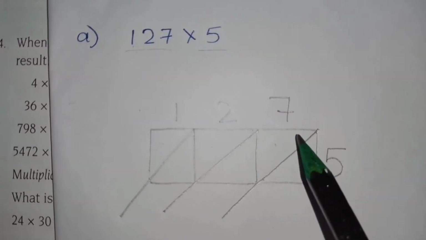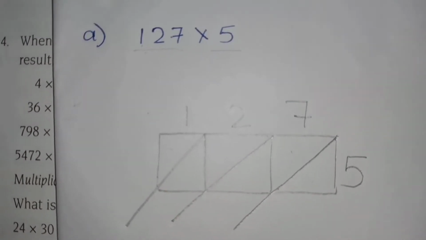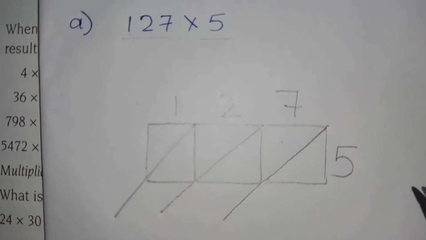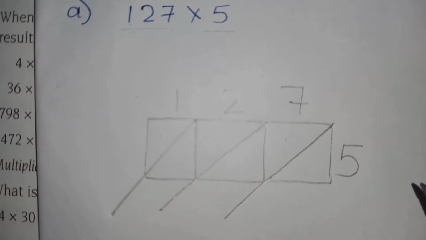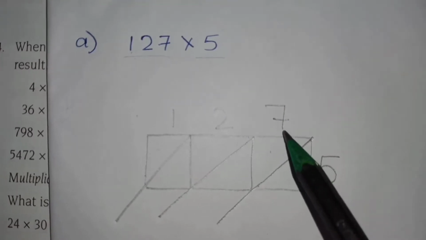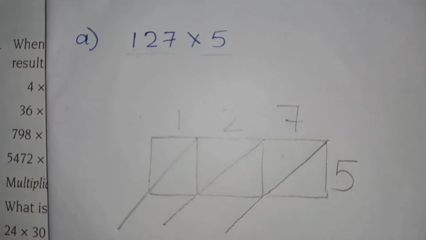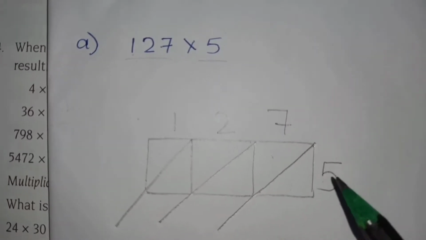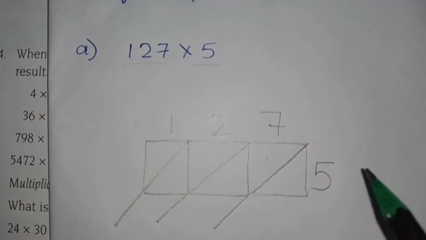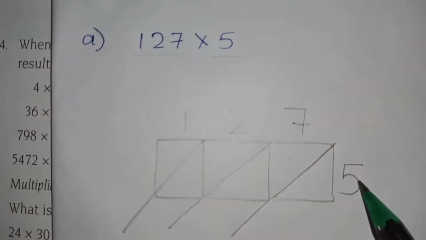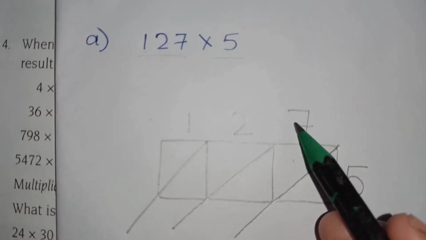You can multiply like this also, 7 5s or 5 7s. It is the same only. If you change the order in multiplication, the answer will be the same. So whether you do 7 5s or 5 7s, the answer will be the same. Here I will multiply with 5. Each number I will multiply by 5. So first I will multiply this 5 with 7.